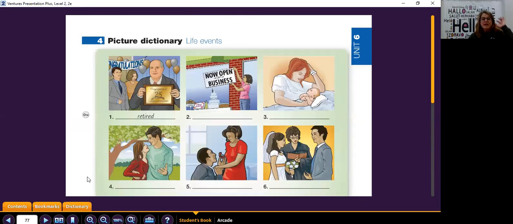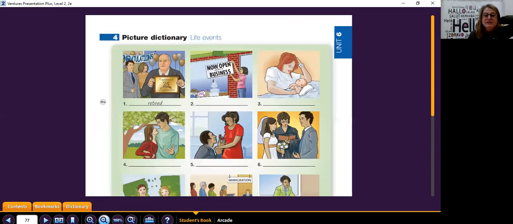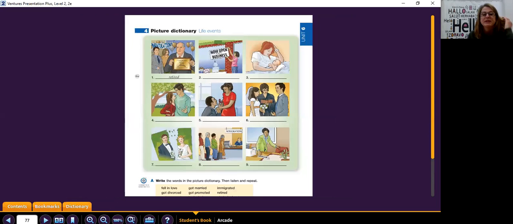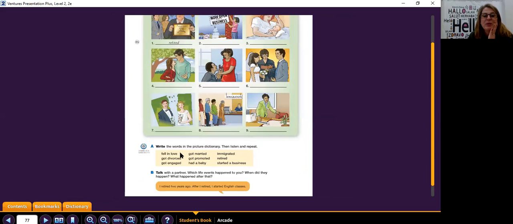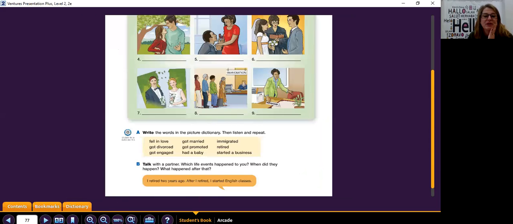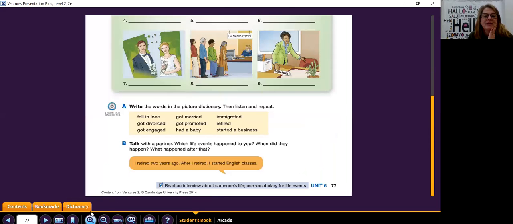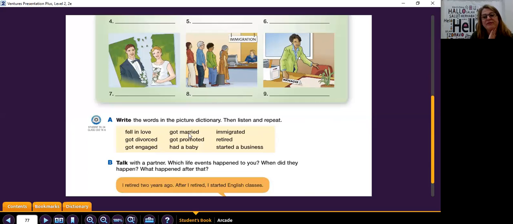Here we go. I have to zoom this, kind of reduce this a little bit. We have a picture dictionary of life events. So the picture helps us with the vocabulary word, okay? Let's scroll down right away to part A, and let me make this bigger here. Let's just go through all of these vocabulary words.